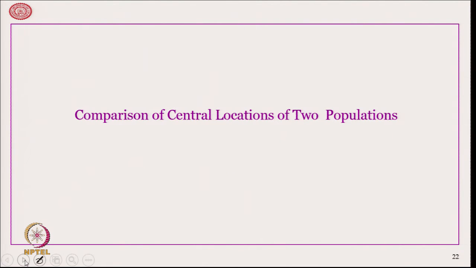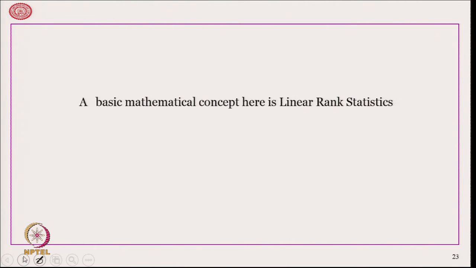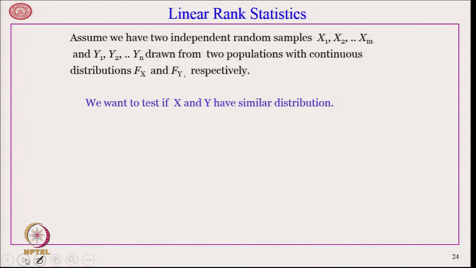So, this is about the paired sample test. Now, we are going a little bit ahead. We want to test the centrality of two different populations. How to do that? The basic mathematical concept here is that of linear rank statistics. I shall introduce you to linear rank statistics, but the actual mathematical properties of linear rank statistics we shall study in lecture 5. So, what is a linear rank statistic?